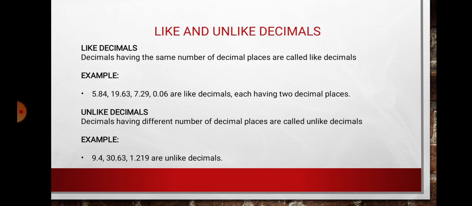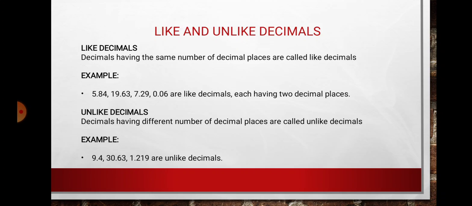So 5.84, 19.63, 7.29, 0.06 are all like decimals, because all the decimal numbers have the same number of digits in the decimal part. Now let us see the definition of unlike decimals. Decimals having different numbers of decimal places are called unlike decimals.